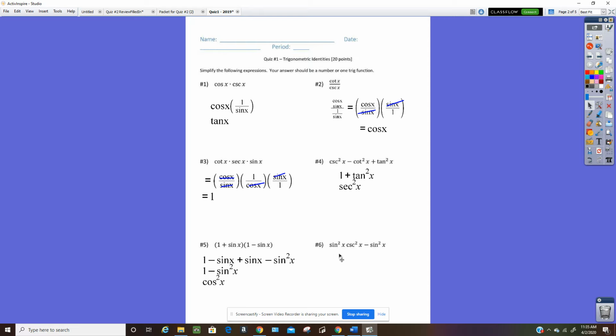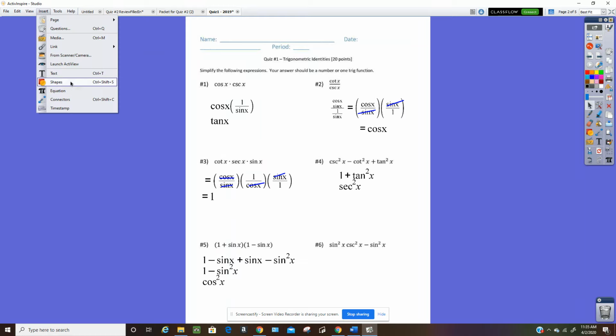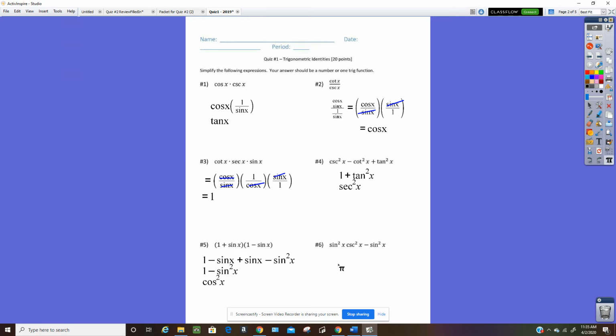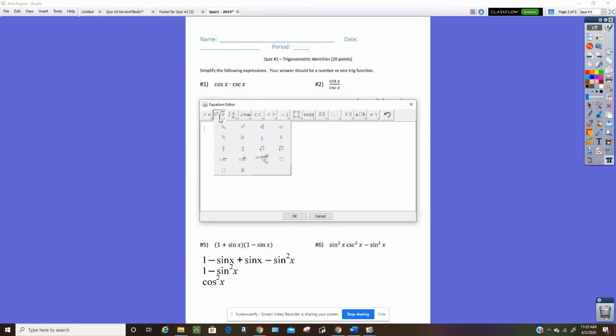All right, and then this one here, sine squared times cosecant squared. I'm going to change this in terms of sine. And now I have sine squared, and then cosecant squared is 1 over sine squared.